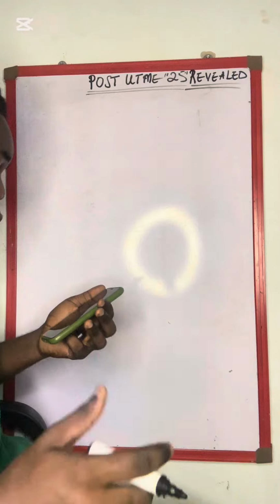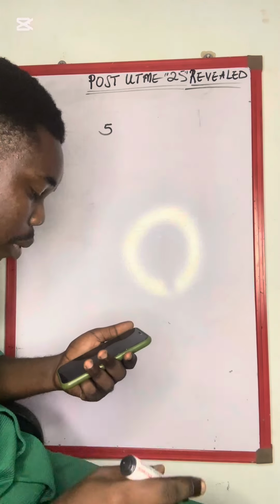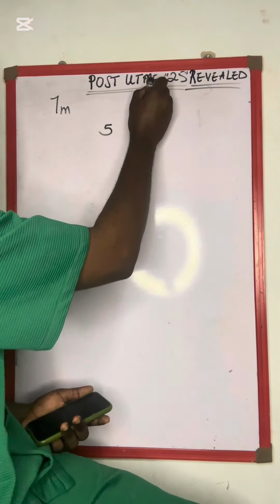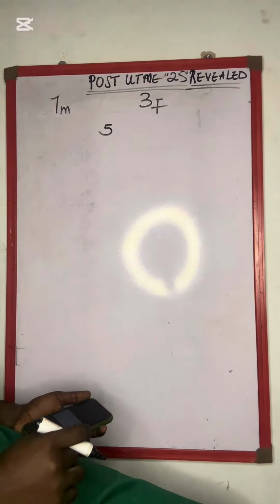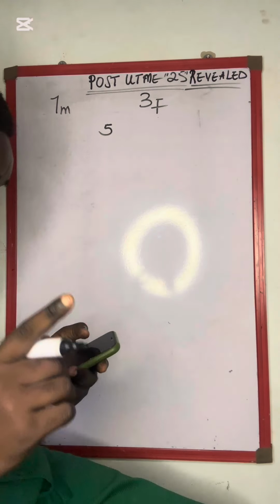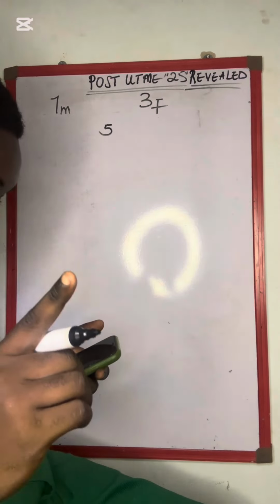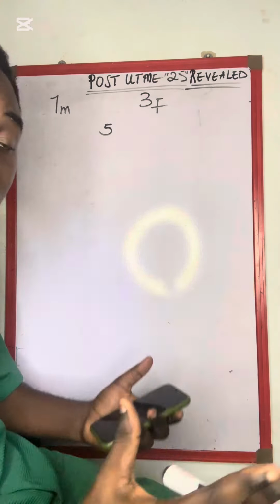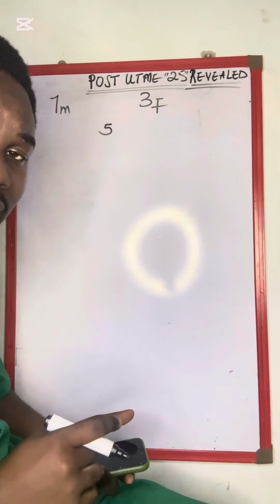Look at the board. Now we have to form 5 members of the committee, from 7 males and 3 females. Now they give us a condition. The committee must have 1 female, not at least 1, meaning in all your selections there must be only 1 female in the selection.